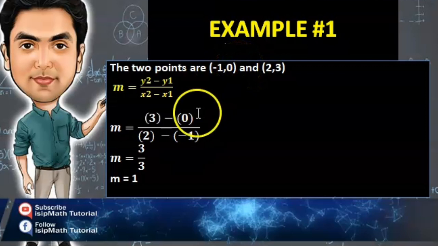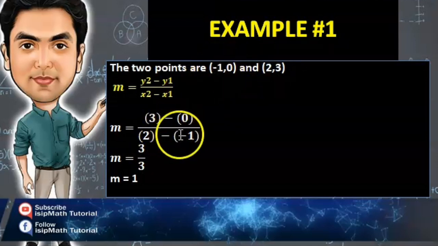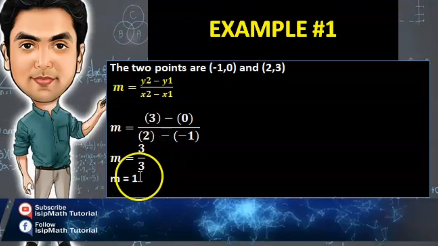So that's on our numerator. Sa ating denominator naman, x sub 2, yung value po natin sa ating x sa second point, which is positive 2. Minus the value of our x in our first point, which is negative 1. So magiging ganito. 3 minus 0, the result is 3. Then 2 minus negative 1, so the result is positive 3. So 3 over 3, or simply positive 1. So our slope here is positive 1.